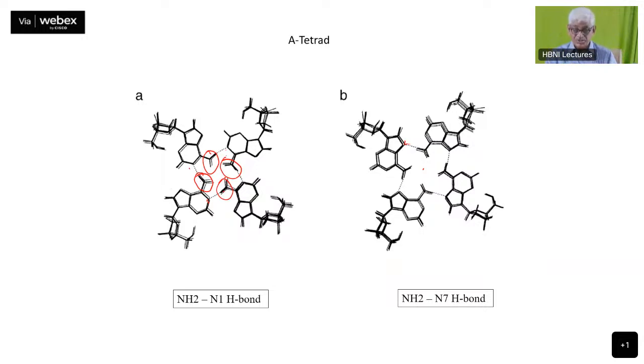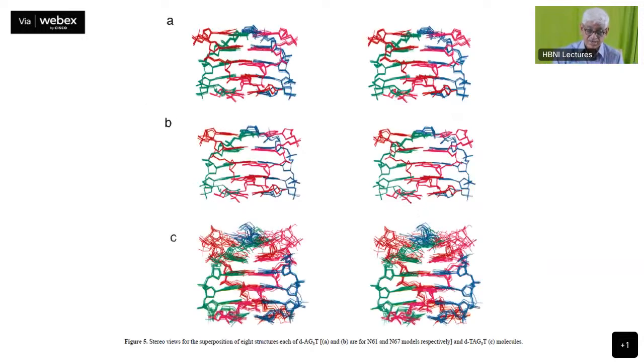And these will of course cause variations in the structure of the molecule, and that is indicated here. This is the AG3T structure, and these are the stereo views of the structures. A and B are for the N6-1 and N6-7 models. N6-1 means amino to the N1 position of A, and N6-7 is amino to the N7 position of A, the previous hydrogen bonding schemes which I showed you. So these are two different possibilities. These are stereo pictures: this is the N6-1 model, this is the N6-7 model.